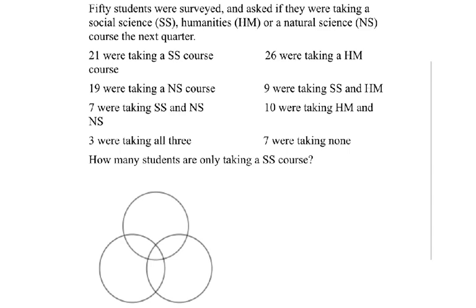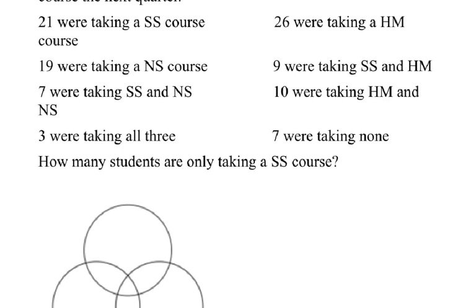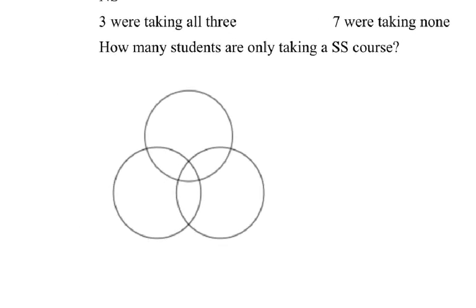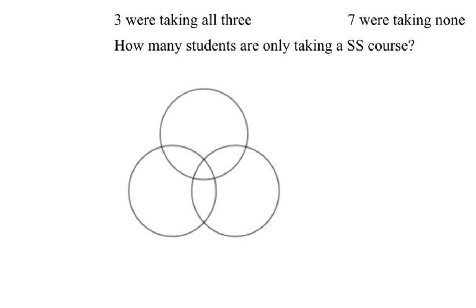So let me make this a little bit bigger here and move it up, and I will move things around so that you'll be able to see. But where I usually start when I complete these is I start with the number of people that are taking all three. So that number, that 3 are taking all 3, starts off in the middle, right where everyone intersects.